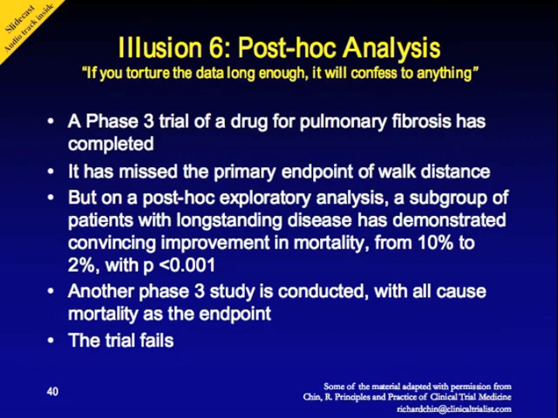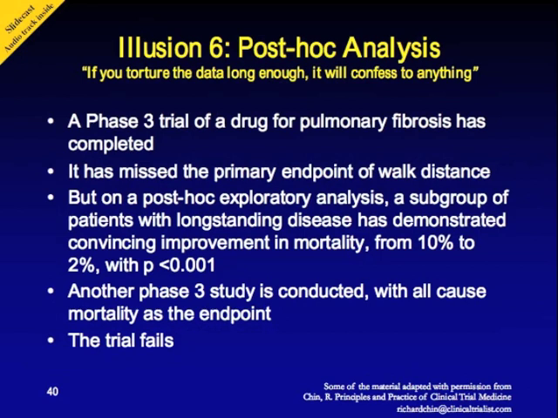Let's say you're doing a study of pulmonary fibrosis, and the initial results are negative. But it turns out that when you look at some of the other endpoints, for example, mortality, there seems to be a signal. In fact, for mortality, the results seem to be outstanding. So then you do a phase 3 study using mortality as an endpoint, and the trial fails.